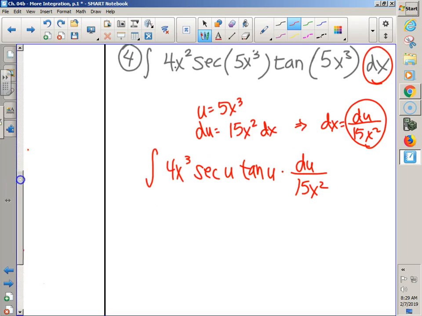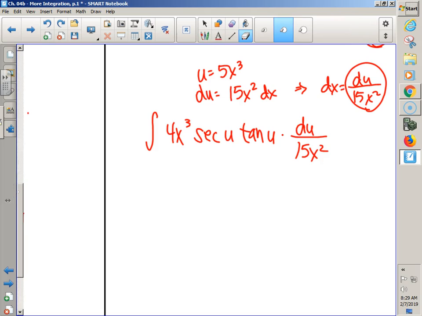What happens? Oh, I put cubed? Thank you. The x squareds reduce. What can I put in front? What allows me to take the 4 over 15 and move it all the way outside the integral? It's a constant. Isn't it the constant multiple rule? So I can say, oh, 4 over 15, it's constant. I can pull it out.